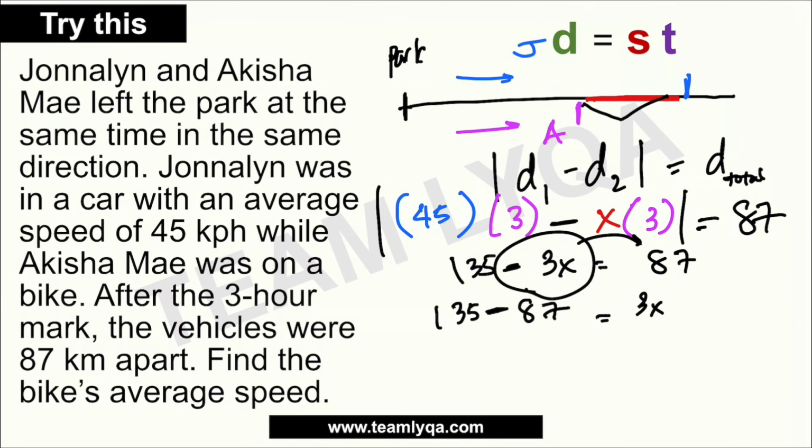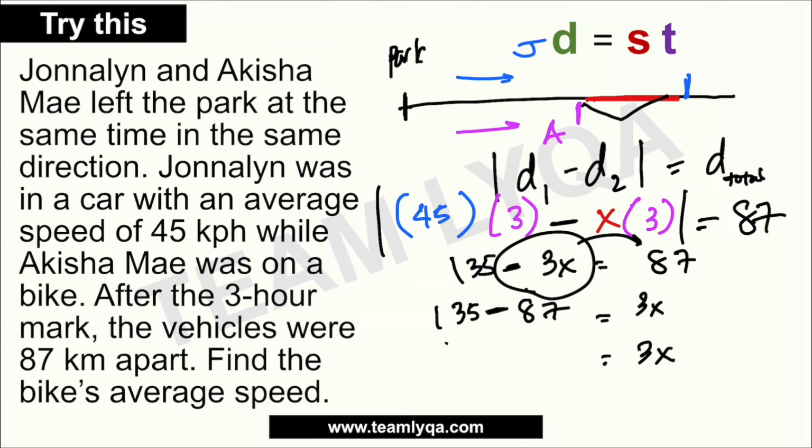Easy kasi hindi na kailangan mag absolute value kasi mas malaki naman yung 135 kaysa sa 87. Pero like we said kanina, kung sakasakali na mas maliit yung nasa left sa nasa right, ang importante doon, mawawala pa rin yung sign niya kasi distance ang pinag-uusapan. So we have 3x here, 135 minus 87.